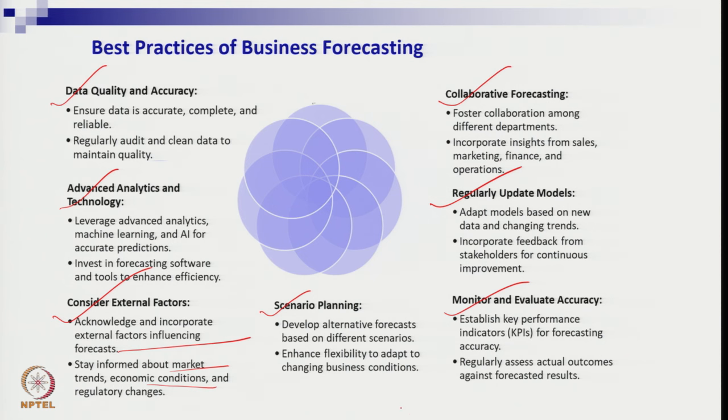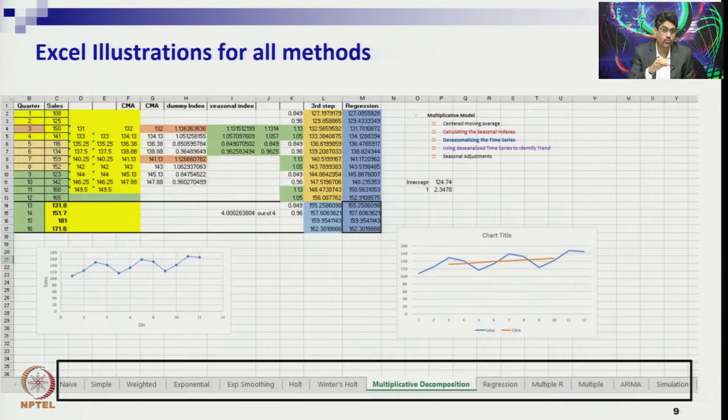So these are a couple of best practices. Now, when you go to different sessions, as I mentioned, we'll cover many models. Business forecasting models, whether it's the naive method, time series, simple moving average, weighted moving average, exponential moving average, exponential smoothing, Holt model, Winters' Holt model, decomposition method, regression, multiple regression, ARIMA model, simulation. Different models we'll be covering in different sessions with practical applications and also illustration of them through Excel.